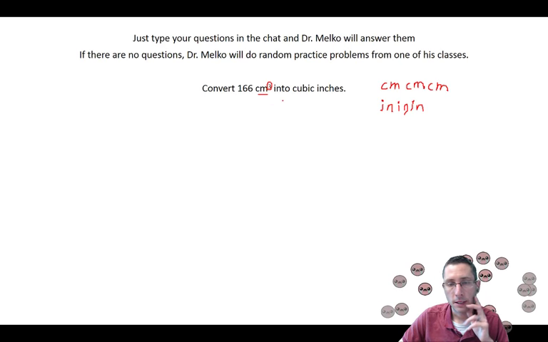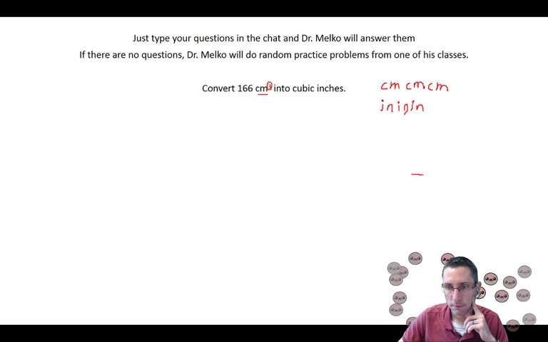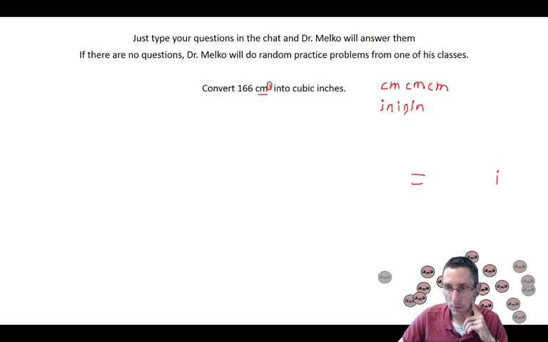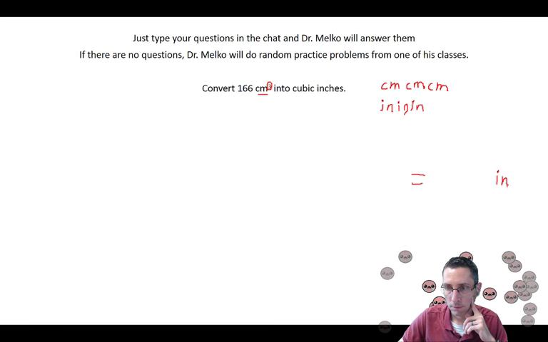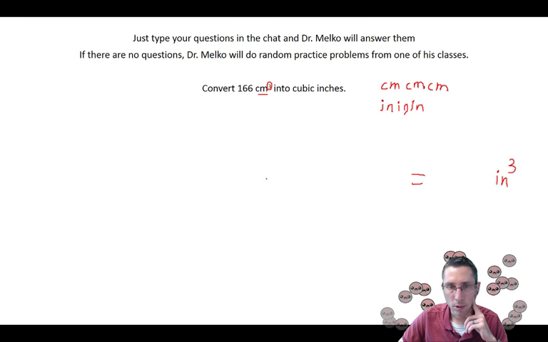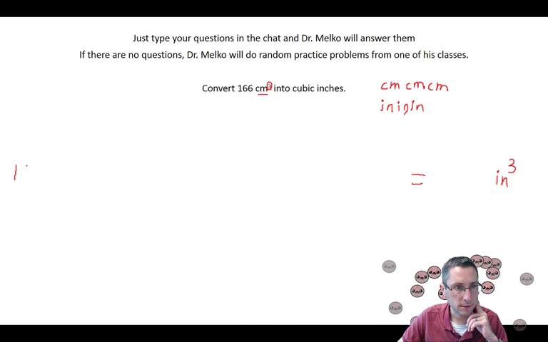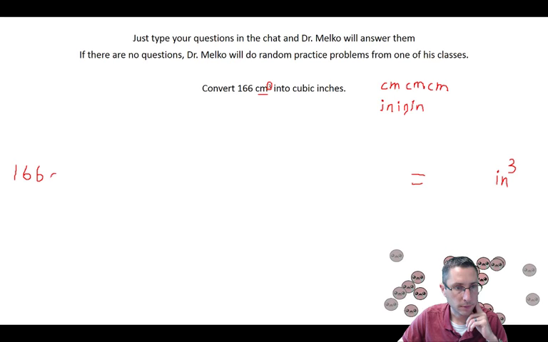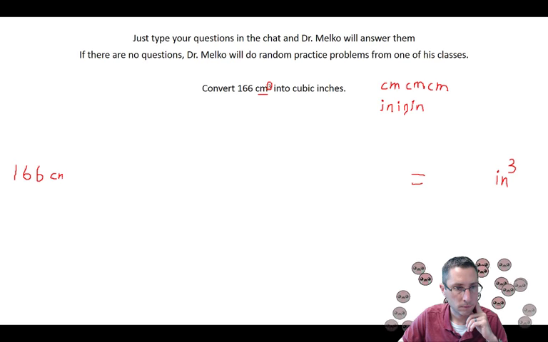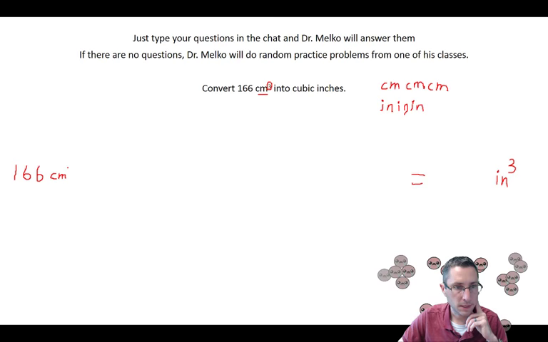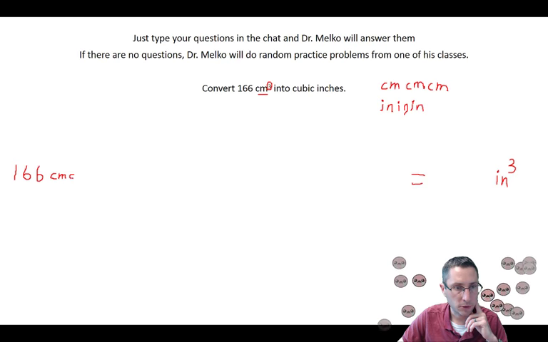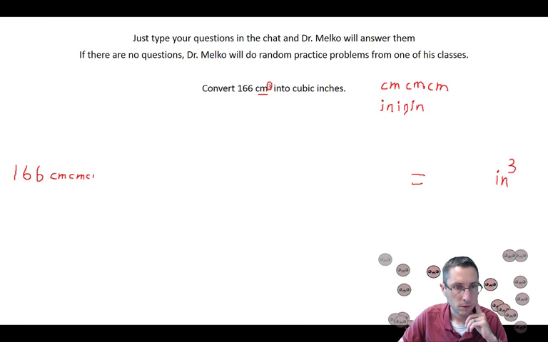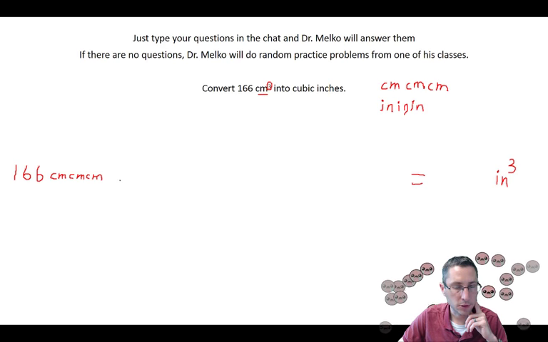Okay, so converting centimeters cubed into cubic inches. I know I want to wind up in inches cubed, and I know I'm starting with 166 cubic centimeters. Sometimes instead of writing the exponent 3, I'll just write out centimeters 3 times because that's really what it means. And as you'll see, that'll help me in unit cancellation.